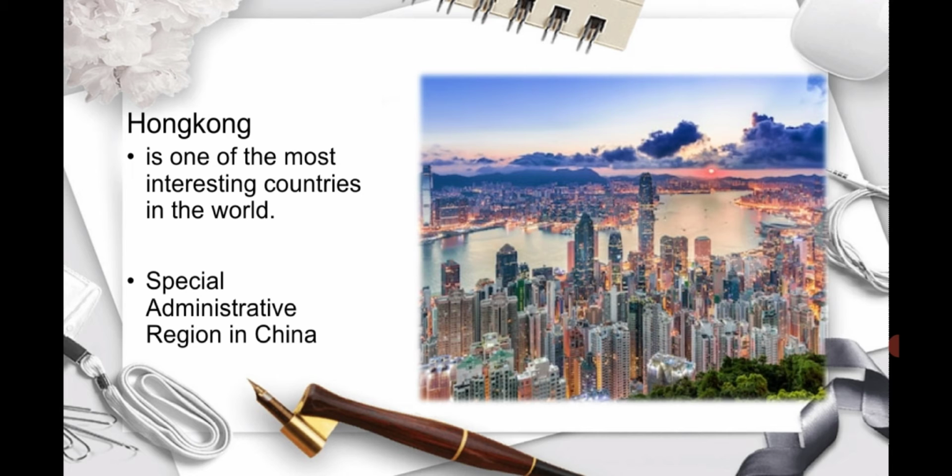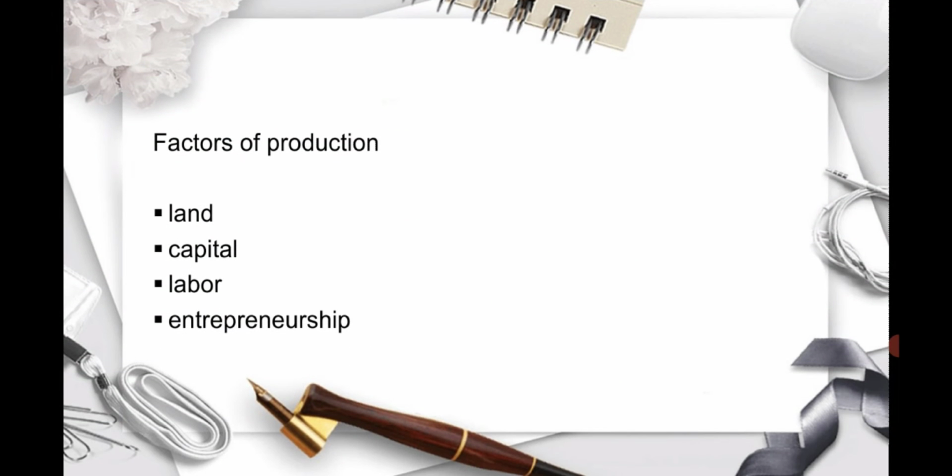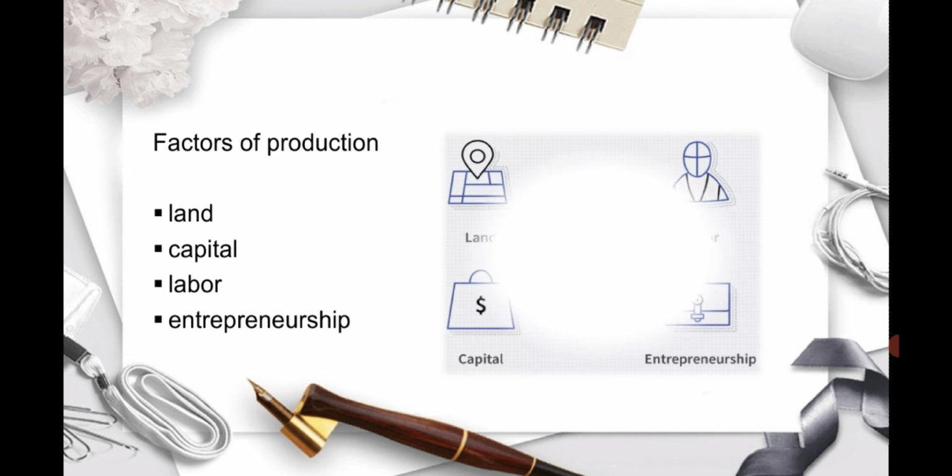Another thing is that in capitalism, the private enterprise controls the factors of production: the land, capital, labor, and entrepreneurship. And these four are very important economic concepts outlining the elements to produce a good or a service for sale. First is the land.